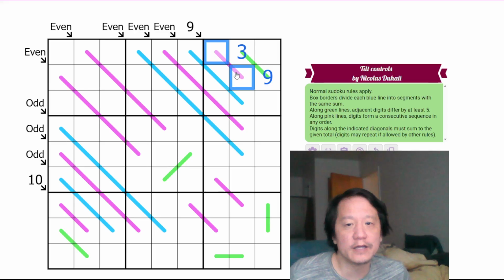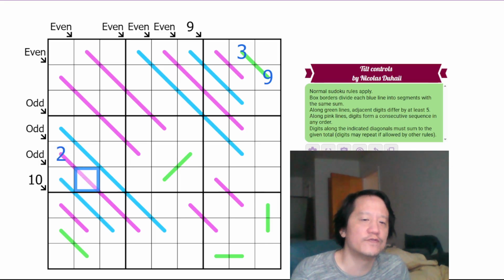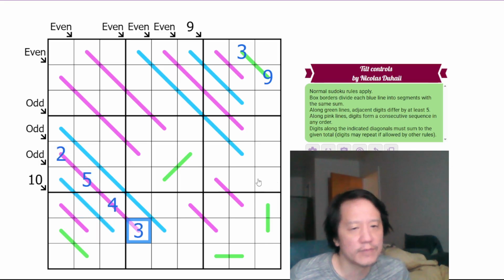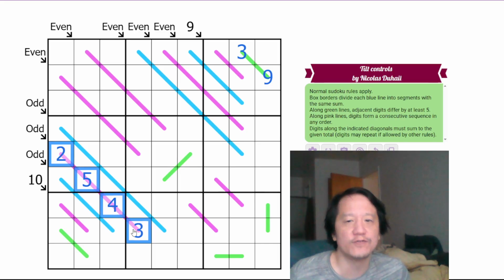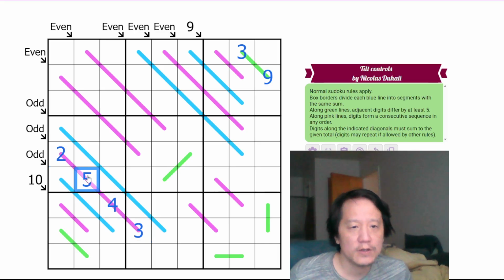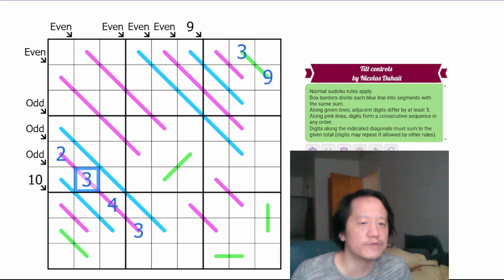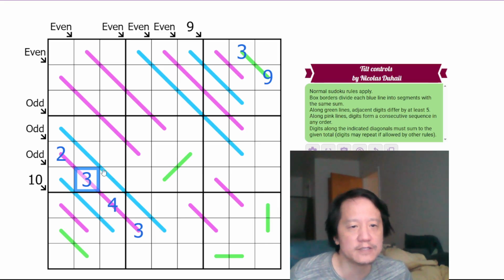Along pink lines, digits form a consecutive sequence in any order. So, for example, this could be something like 2, 5, 4, and 3. That would work because they form a consecutive sequence, right? 2, 3, 4, 5 is a consecutive sequence. What you could not have, though, is something like 2, 3, 4, 3, because that's not considered a consecutive sequence; you have a repeat on that line, and that is not allowed.